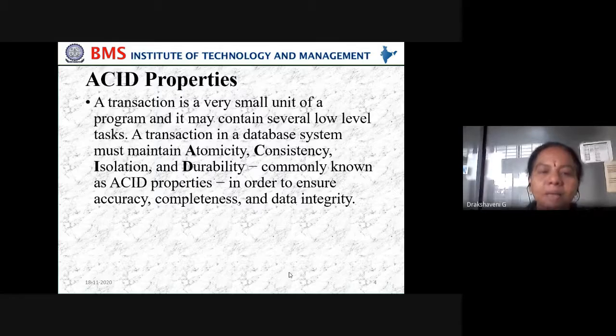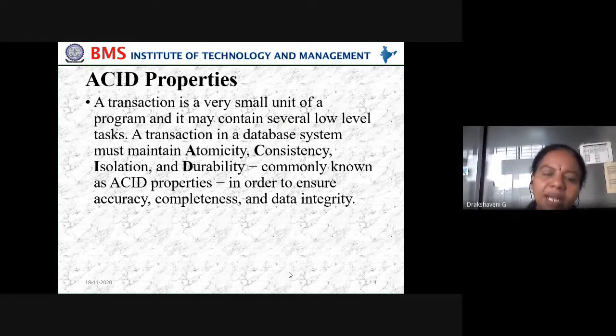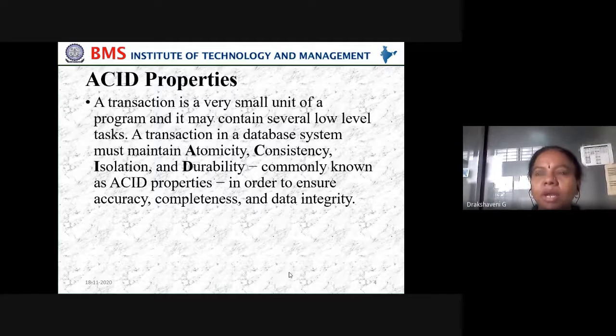We'll see one by one, but before that, for any database, a simple database, a small database, or a very big complex database, whatever it is, this ACID property should be followed and maintained in the database. You may ask me, why do we need this property? In order to ensure accuracy. So what is this accuracy? Now we say I am 90% accurate, 100% accurate, 97% accurate. In order to ensure accuracy, completeness and data integrity is the ACID property.